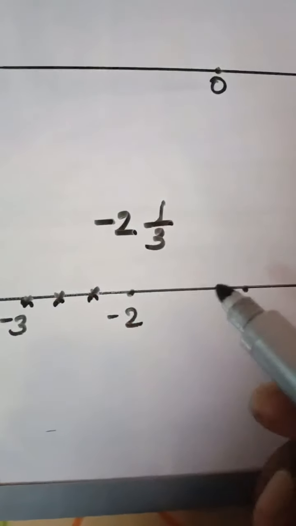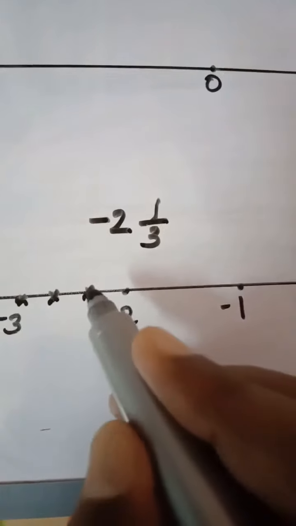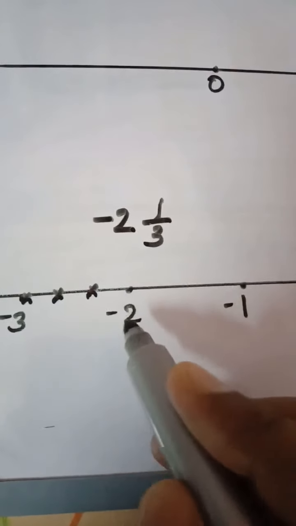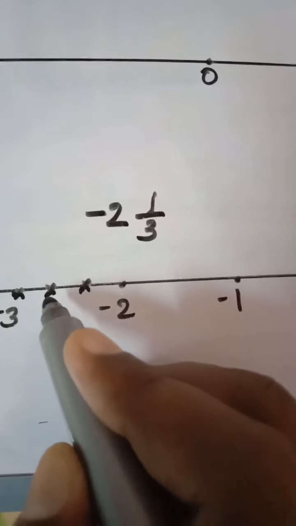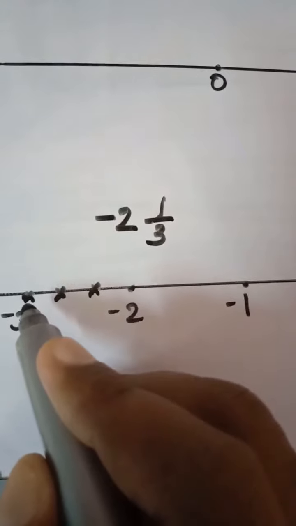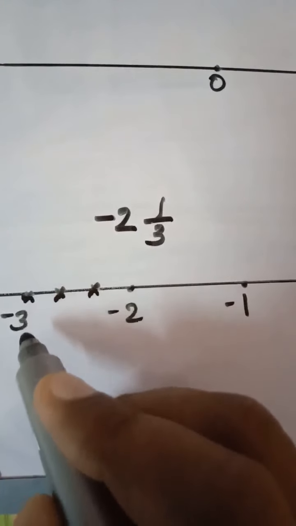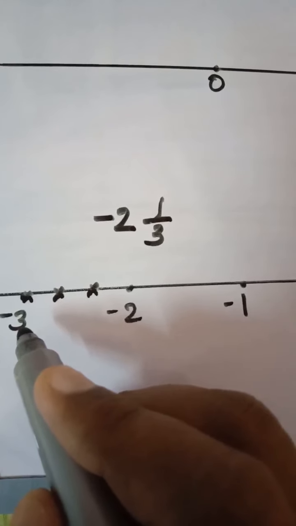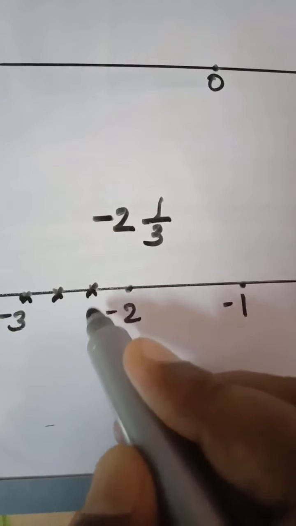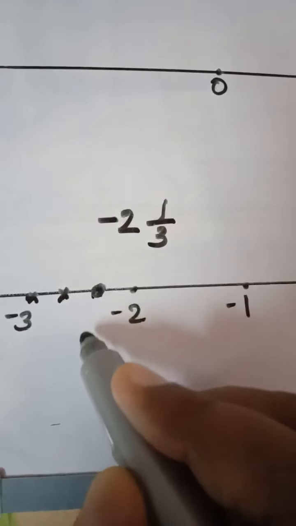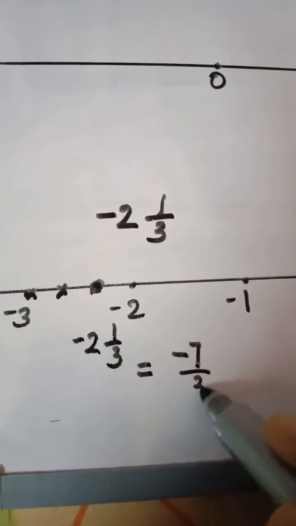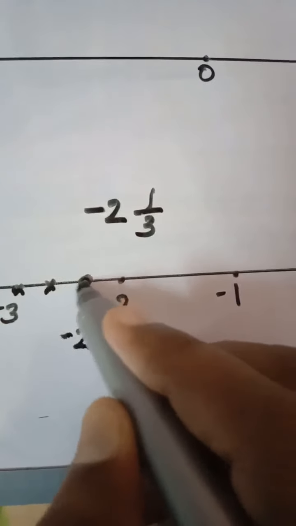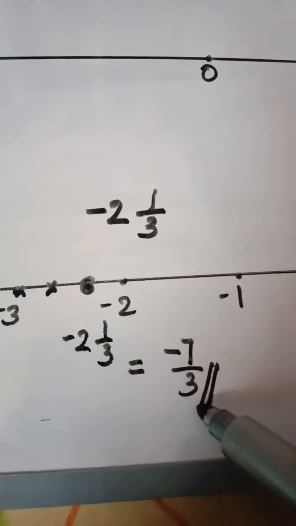Now to take minus 2, 1 upon 3, what we have to do is find out the point. Here this is minus 2 and this will be minus 2, 1 by 3. This is minus 2, 2 by 3 and this is minus 2, 3 upon 3. So here this point will be minus 2, 1 upon 3, which is the same as minus 7 upon 3. So this is the point which represents the rational number minus 7 upon 3.